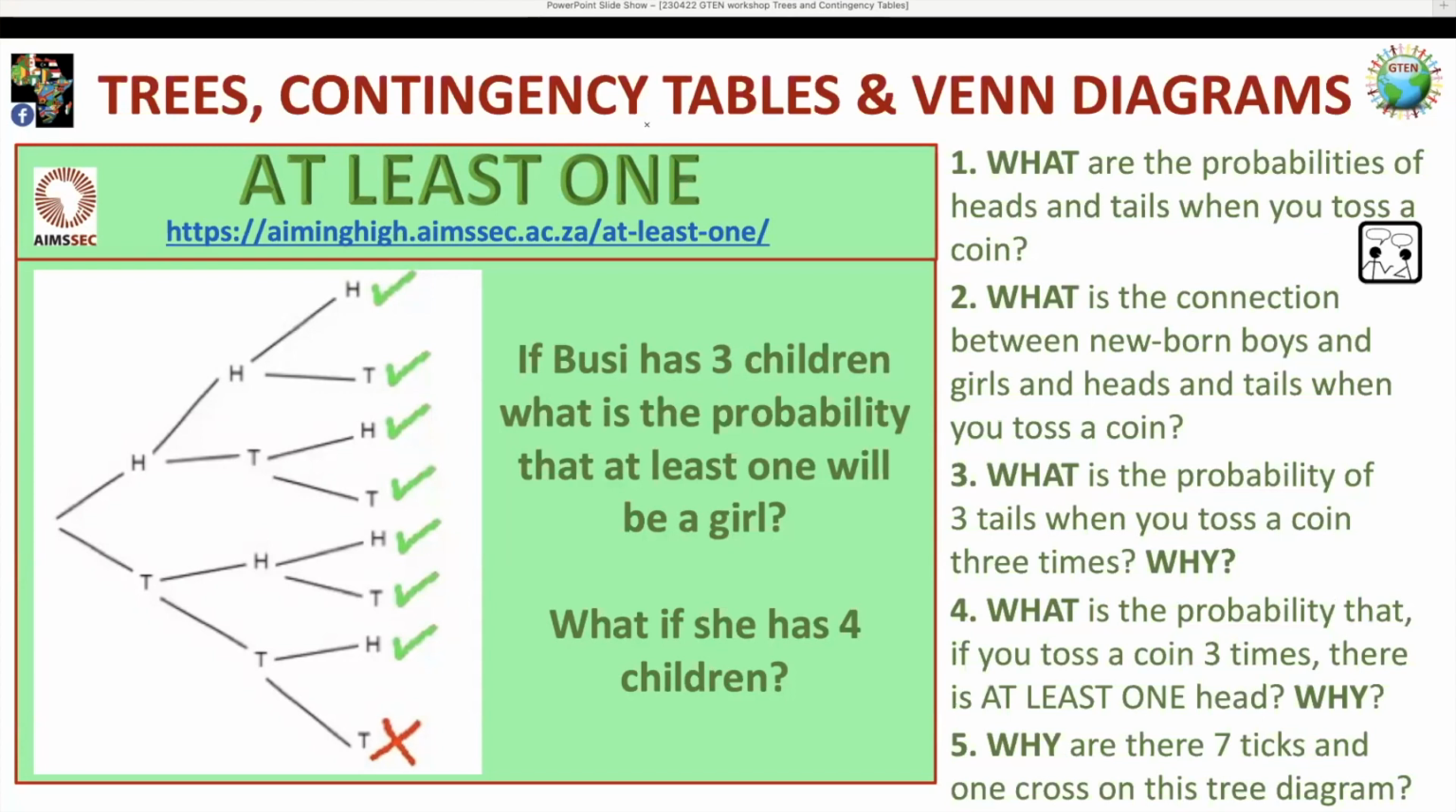And now moving on to the diagram, you can see that there's 7 ticks and 1 cross. Now, how is that connected? How does that even help you with questions 3 and 4? And there is the side question. If Bussy has 3 children, what is the probability that at least 1 will be a girl? And then there's an extension. We'll move on to that. You can do that in your own time.